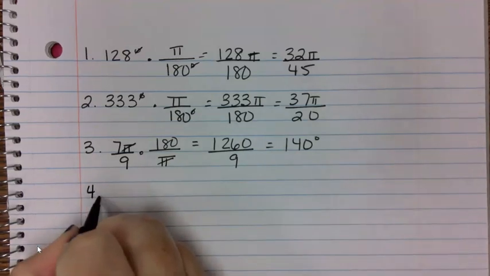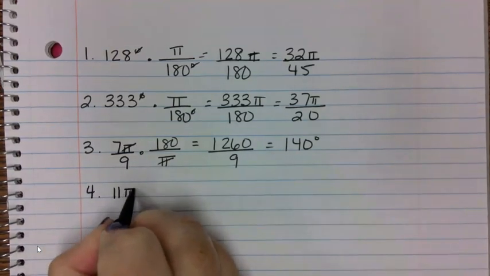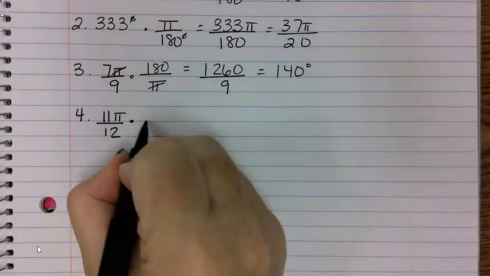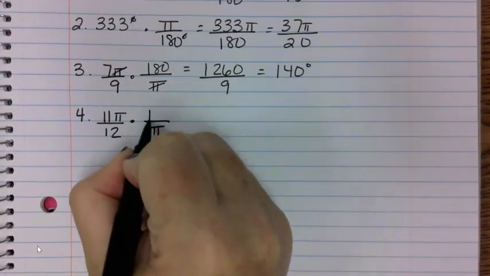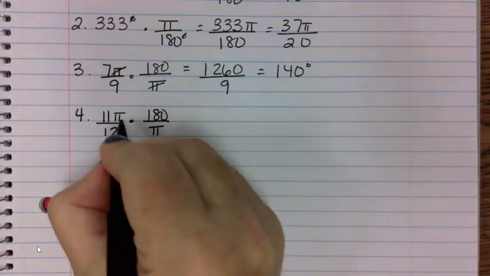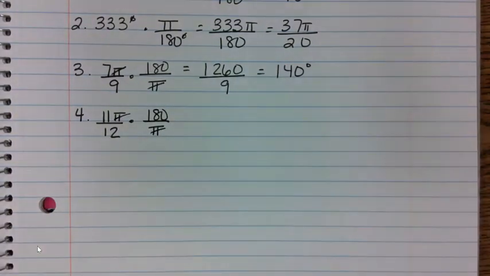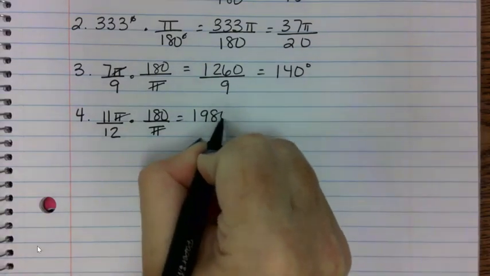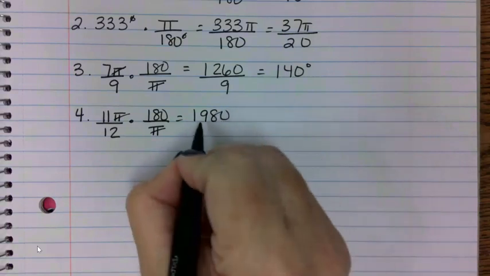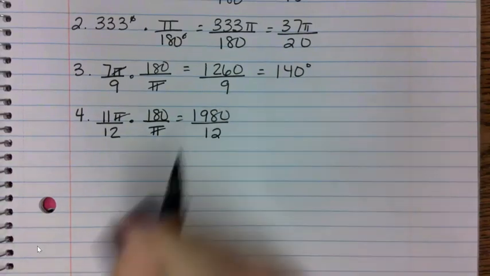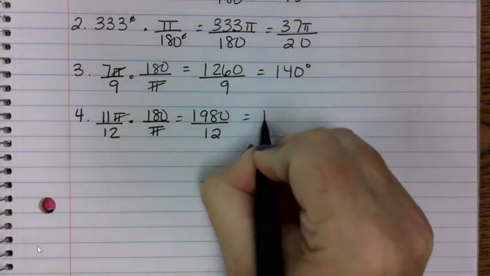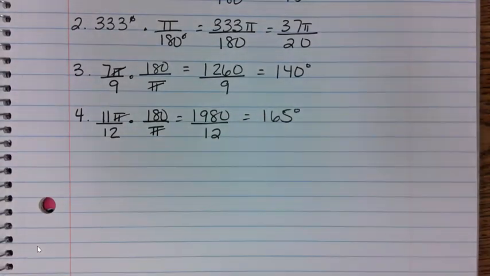Okay. Number 4, 11 pi over 12. Again, we have pi on top, so we're going to put a pi on bottom and the 180 on top. So these cancel, and I get 1980. That was a good year. I was 6. So young. Don't judge. And we get 165 degrees. Okay. And that's all we have to do here.